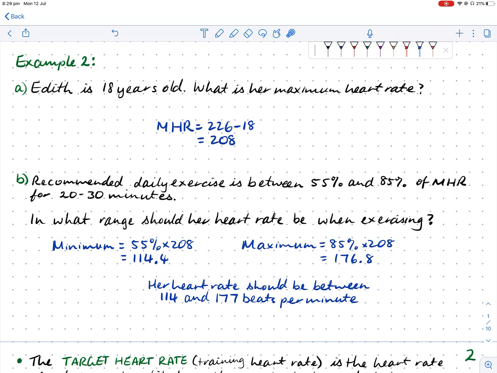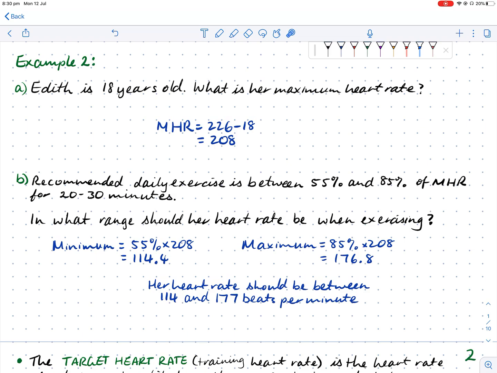Part B, recommended daily exercise is between 55% and 85% of the maximum heart rate for 20 to 30 minutes. In what range should her heart rate be when she's exercising? So that's sort of another guide as to what's considered actual exercise and what's actually going to benefit your body. So if we look at the minimum, the smallest amount her heart rate will be using the 55%, and the largest value would be the 85%.